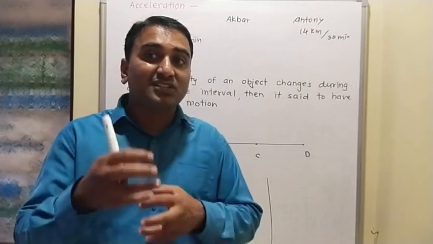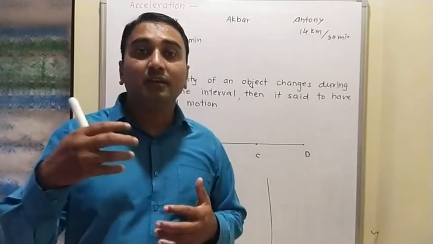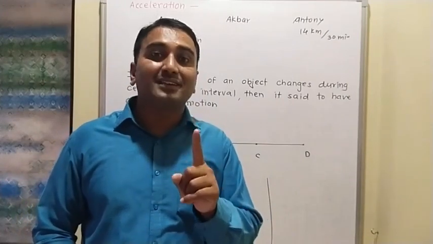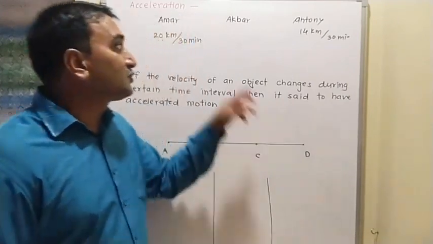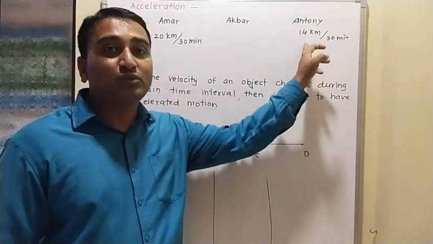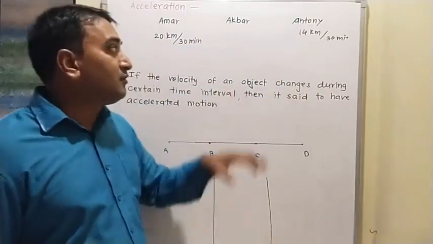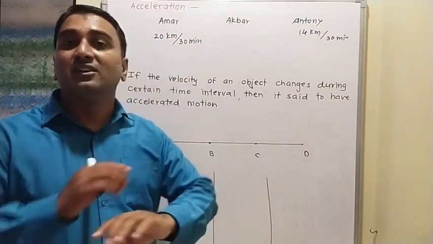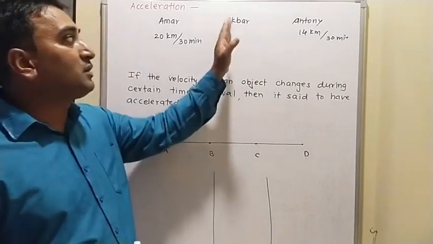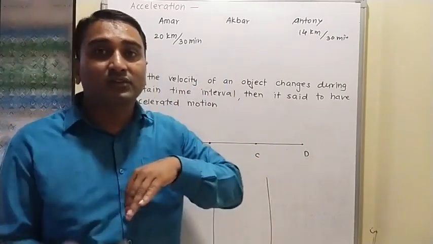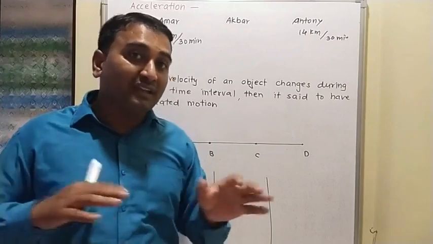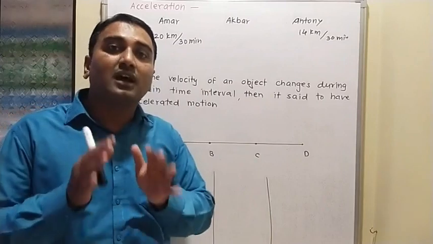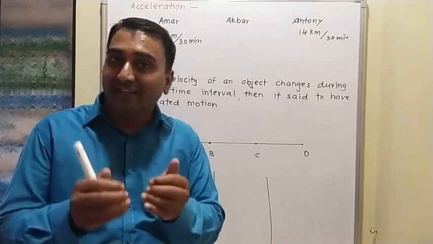So wherever there is a change in velocity in a time interval, such kind of motion is acceleration, or accelerated motion. See here, Amar's and Anthony's motion is not accelerated motion, because in equal interval of time they cover equal distance, so there is no change in velocity. But what about Akbar? 18, 6, 26, 25, changes are there, and so Akbar's motion is considered accelerated motion.